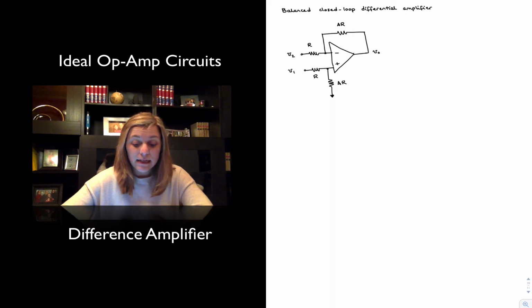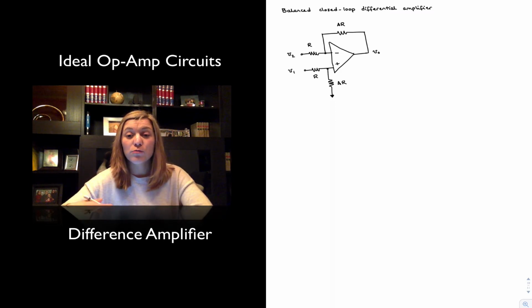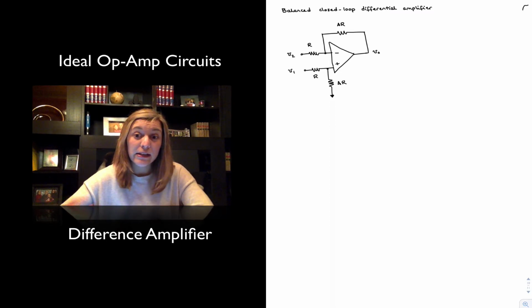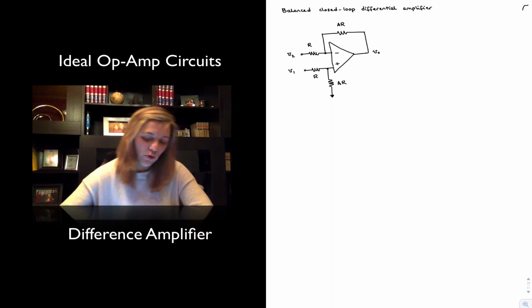The simplest way to analyze the circuit is by using superposition, meaning we can ignore signal V2 and just consider the contribution of signal V1 to the output of the circuit. Then do the opposite, ignore signal V1 and just consider the contribution of signal V2 to the output, and then add the two contributions together to come up with the overall output of the circuit. We can apply the principle of superposition because we are assuming a linear circuit. We're assuming that the op-amp is operating in its linear region for the circuit to operate properly.